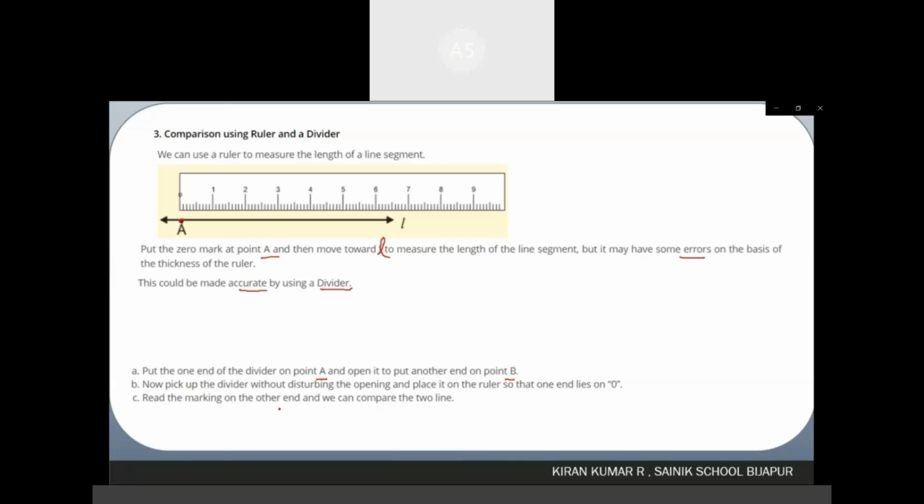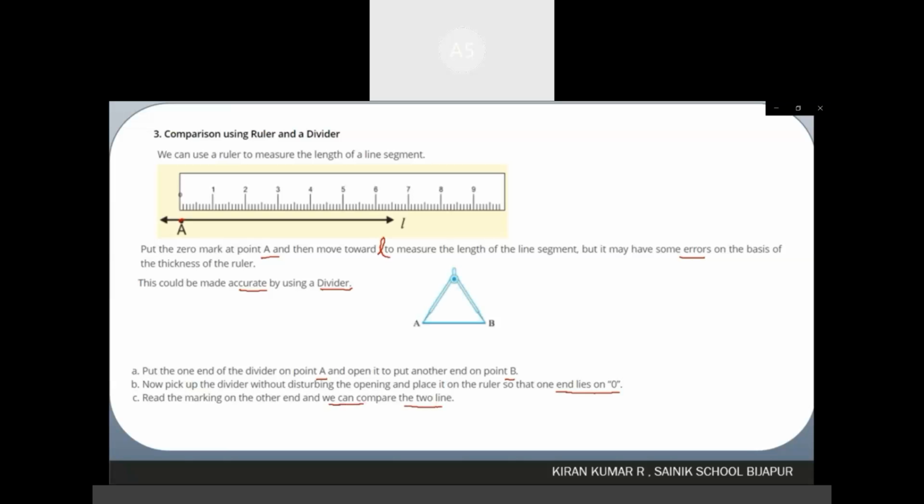Now pick up the divider without disturbing the opening and place it on the ruler so that one of its ends lies on 0. Read the marking on the other end, and we compare the two line segments in this fashion.